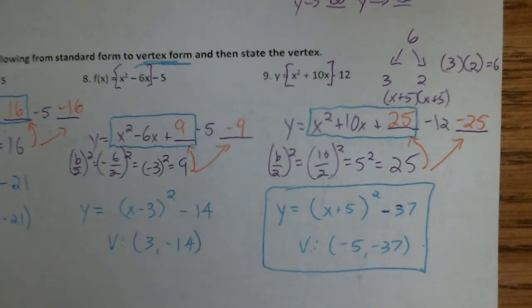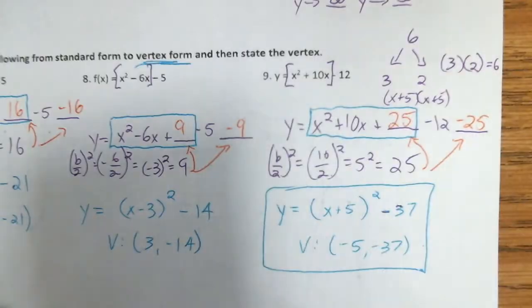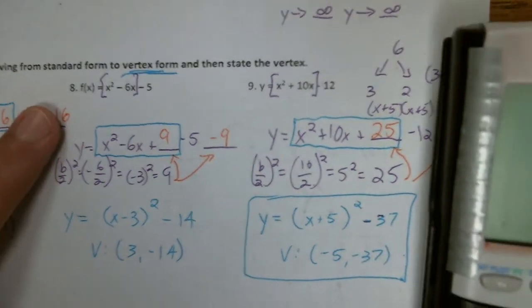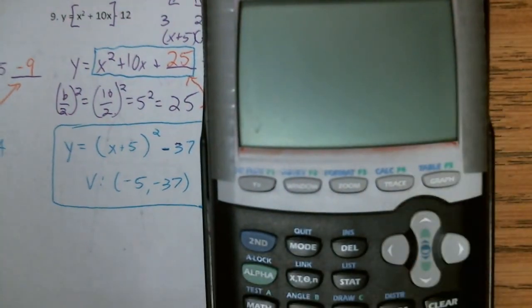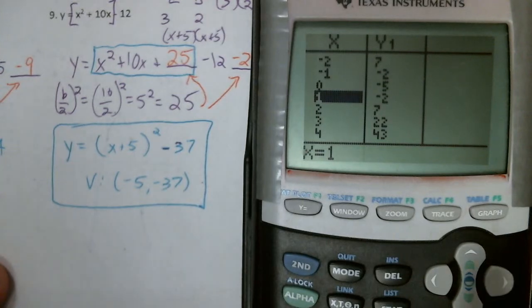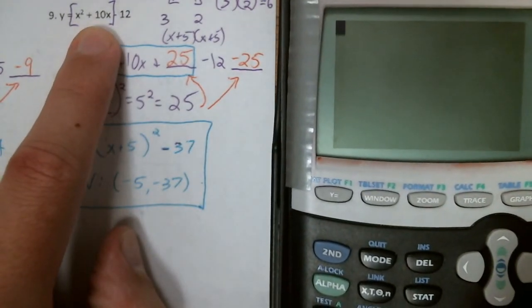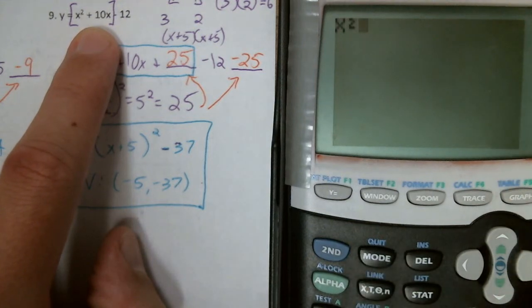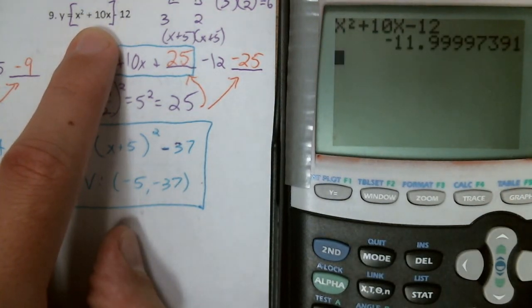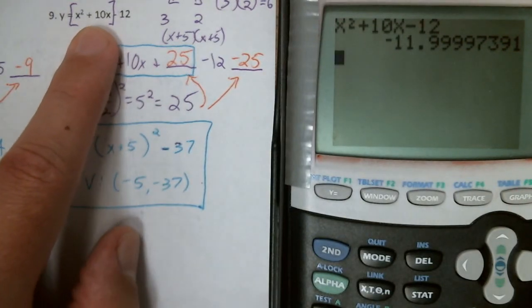Oh, one last thing, almost forgot. You can use the calculator trick that I taught you guys at the beginning of the year to check these. Please take 15 seconds to check these, I beg you. Let's type in the original equation, x squared plus 10x minus 12. Press enter, okay? Do I care what that number is? No, I don't care what that number is, okay? I just want a number.